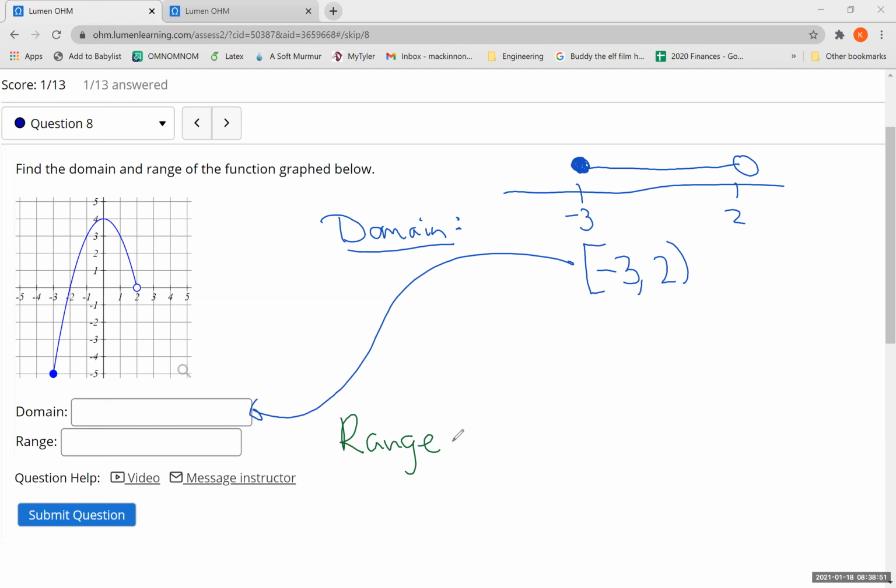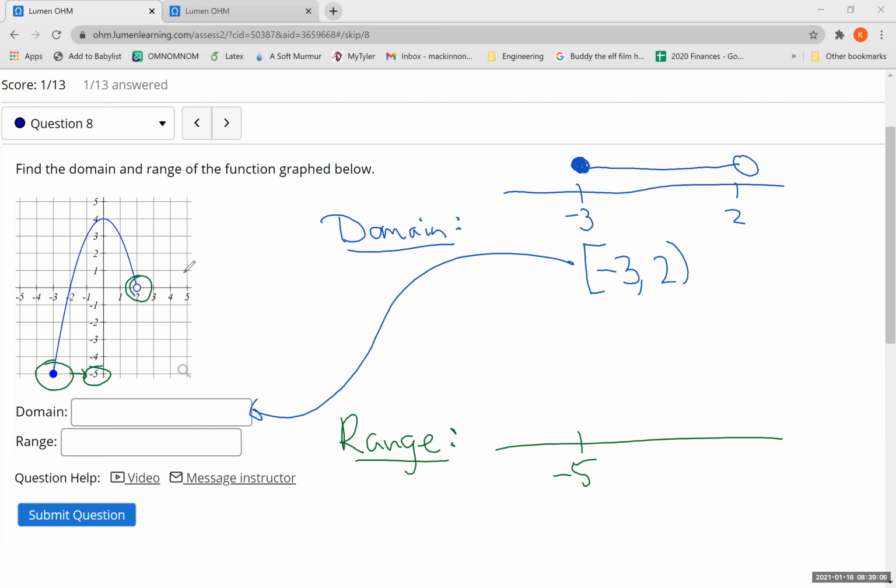Start it from the bottom. So this point is as low as we go. On the y-axis, that's -5. Okay, cool. So we've got -5. And I'm going all the way up to how high does it go?